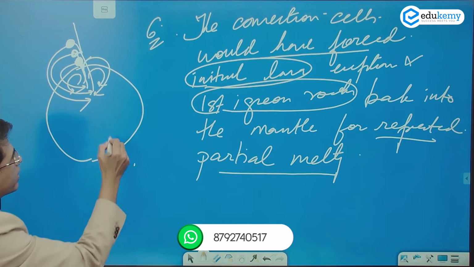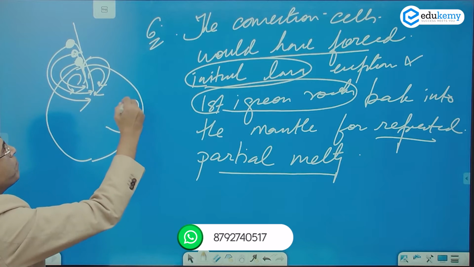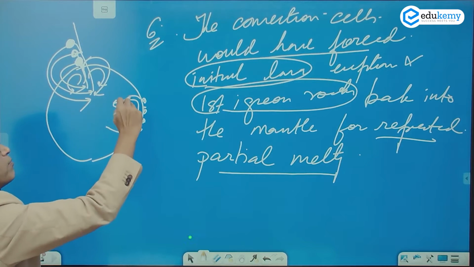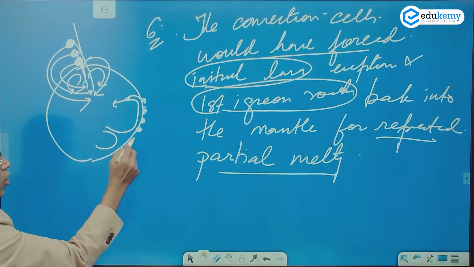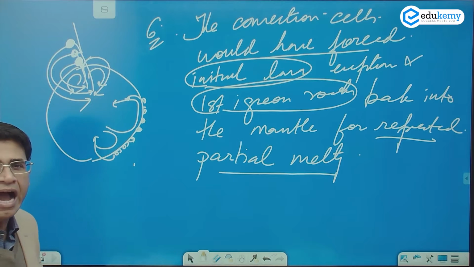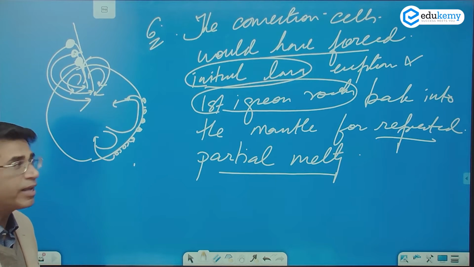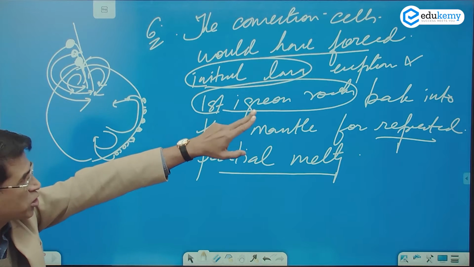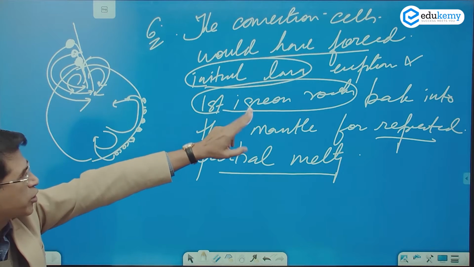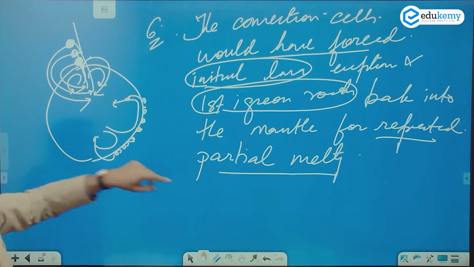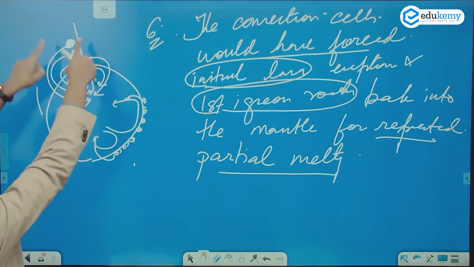Okay, so something is diverging out and pulling inside. This rock will move here, and then get pulled inside. Okay, this rock will break, will move here, and again get pulled inside. How is the ocean getting subducted? Okay, so the convection cells would have forced the initial lava eruptions and the first igneous rocks back into the mantle for repeated partial melting.